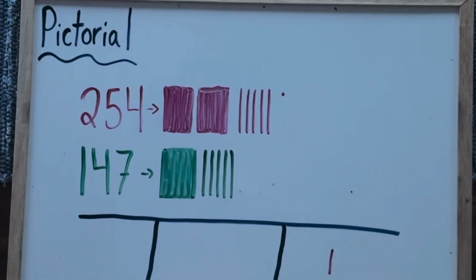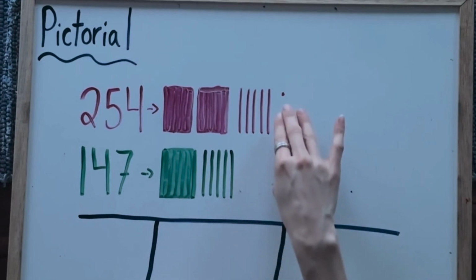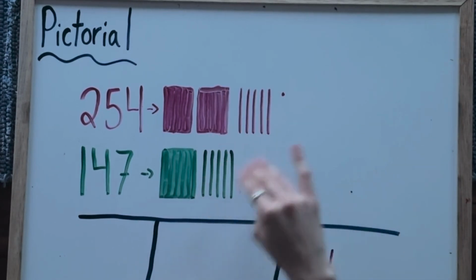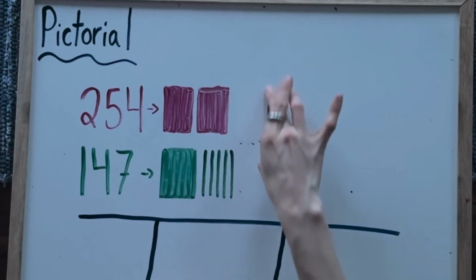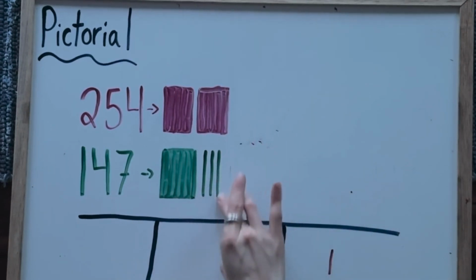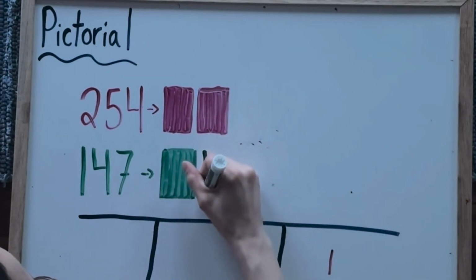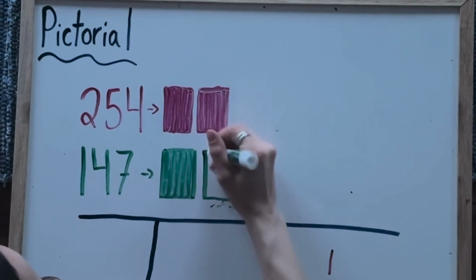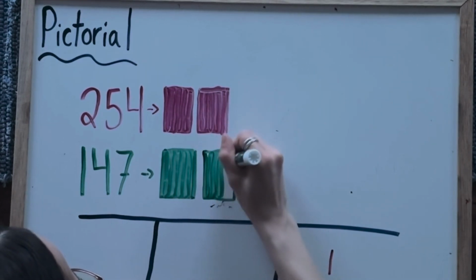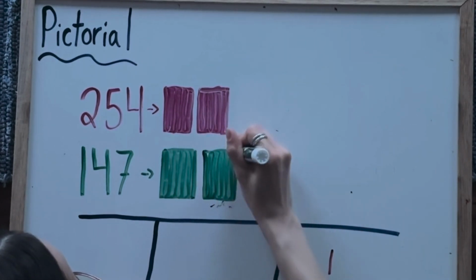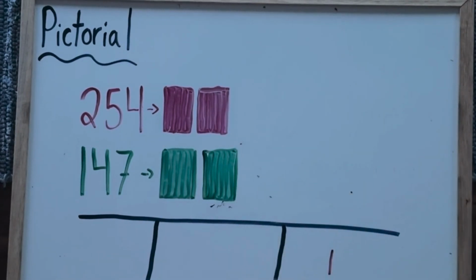So now when we are looking at the rods, we can see here that we have 5 rods for each number. So a total of 10 rods. We can actually exchange all those rods for a flat. I'm just going to put it here. So now you can see that we have no more 10s, so we can put a 0 in the 10s place.